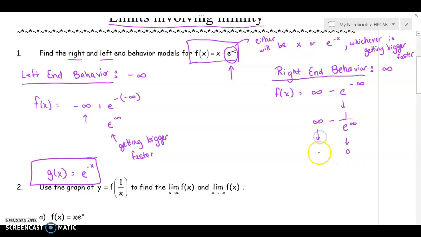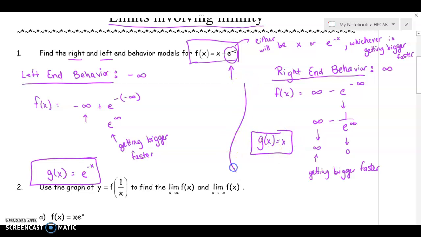This is infinity. That's a really big number. So this one's the one that's getting bigger faster. And because that one's getting bigger faster, that's the x piece. So the right end behavior model is going to be g of x equals x. We'll usually use g of x for our end behavior models. So that's how you can tell, and that's how that works out.